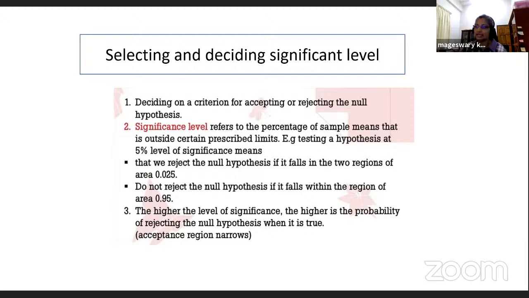Okay, so that is the significance level. So you must understand the significance level. What is the meaning of significance level? The significance level indicates that anything that falls in that 5%, if your significance is 0.05, we reject. Anything that falls in the 95%, we accept.